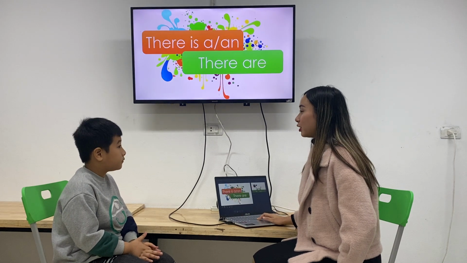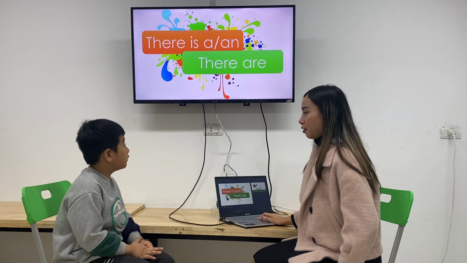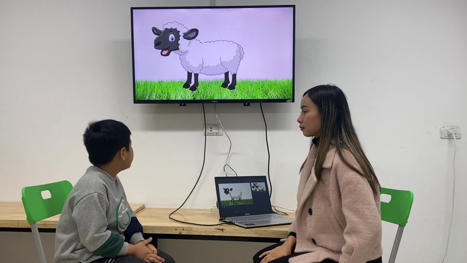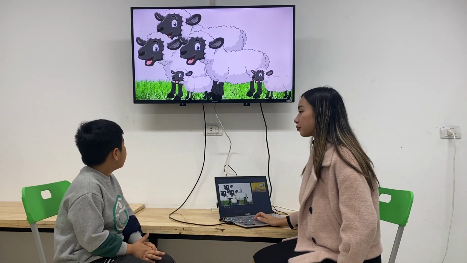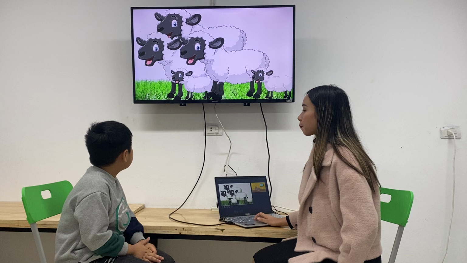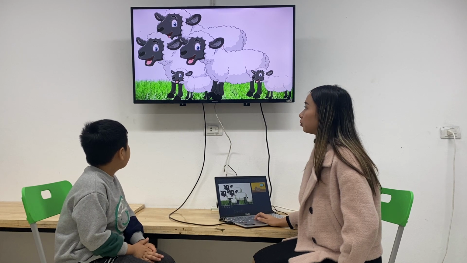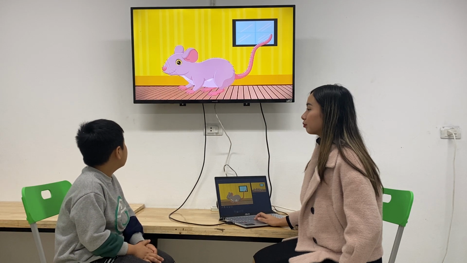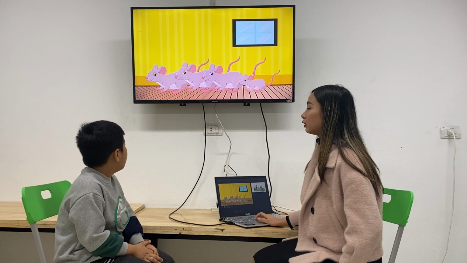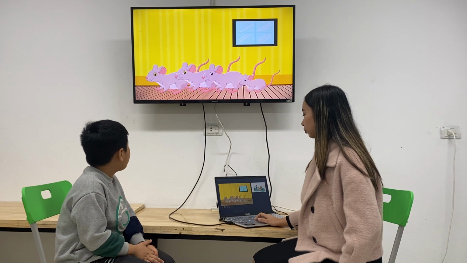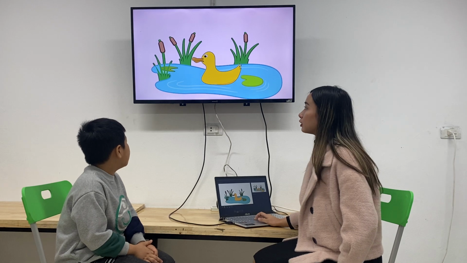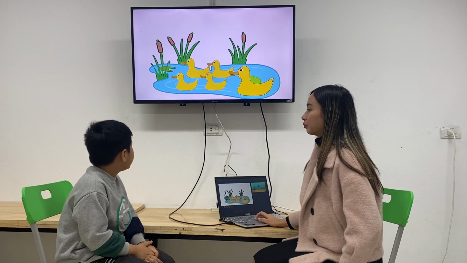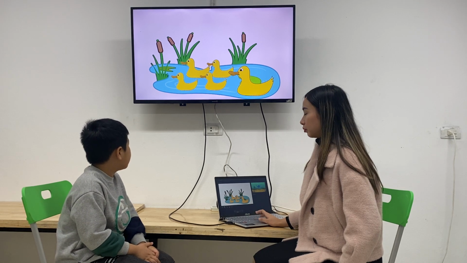Okay, now let's talk about the animals using there is a or there are. First, there is a sheep. Next one. There are five sheep. Yes, next one. There is one mouse. Next one. There are four mice. Next one. There is one duck. There are five ducks.